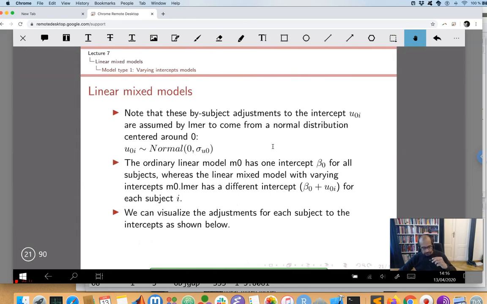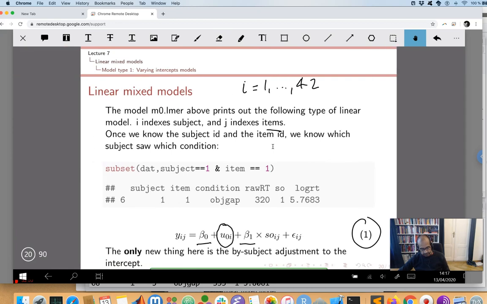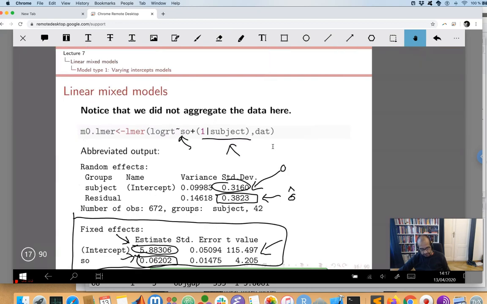Now the next thing I need to tell you is that the linear mixed model assumes that these by subject adjustments u sub 0, which is indexed by subject ID I, are assumed to come from a normal distribution with mean 0 and some standard deviation, which I'm going to call sigma u0. I want to distinguish this standard deviation from the standard deviation of the residual, which we standardly estimate in the linear model, right? So now I want to remind you of something I showed you a few seconds ago.